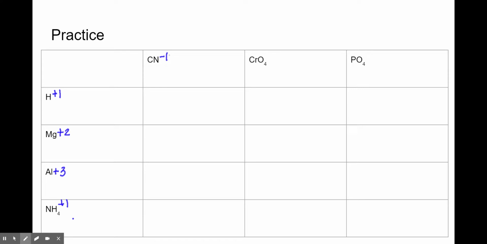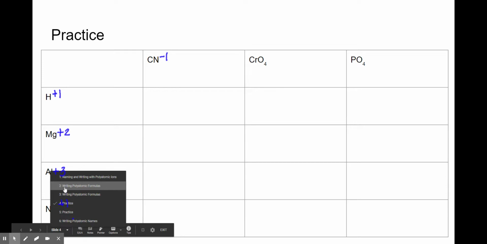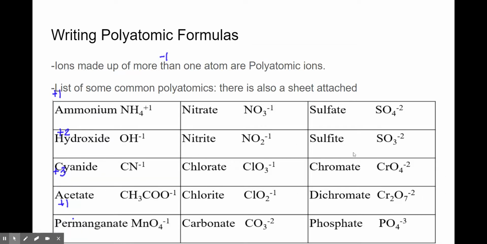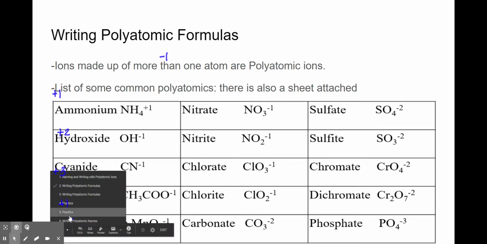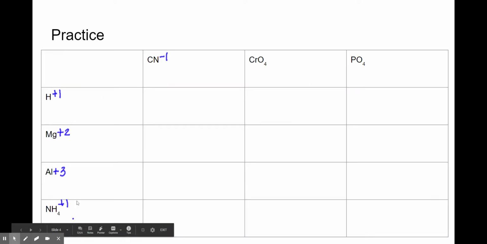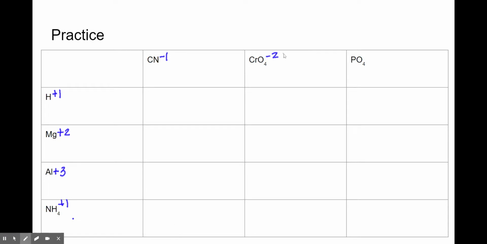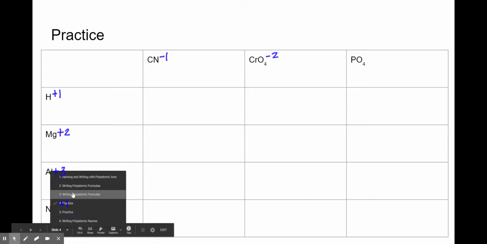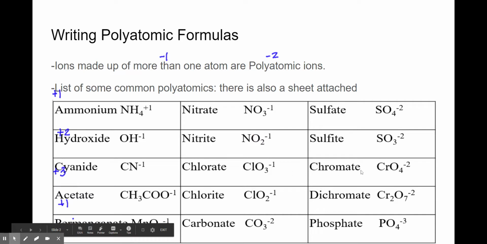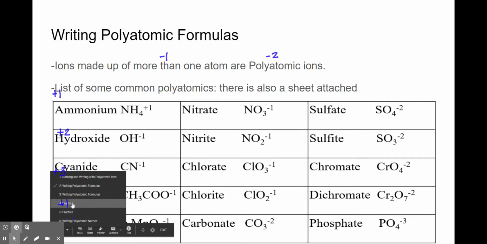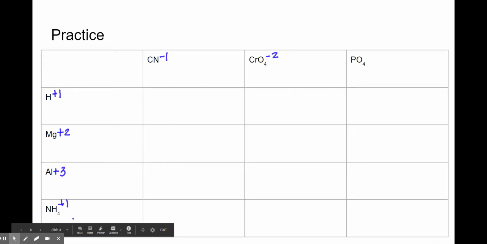Chromate is the next one, CrO4. Go back and look at that. CrO4 has a charge of -2. PO4 is my last one. When I look at PO4, phosphate has a charge of -3. So I'm going to go ahead and write that up here.